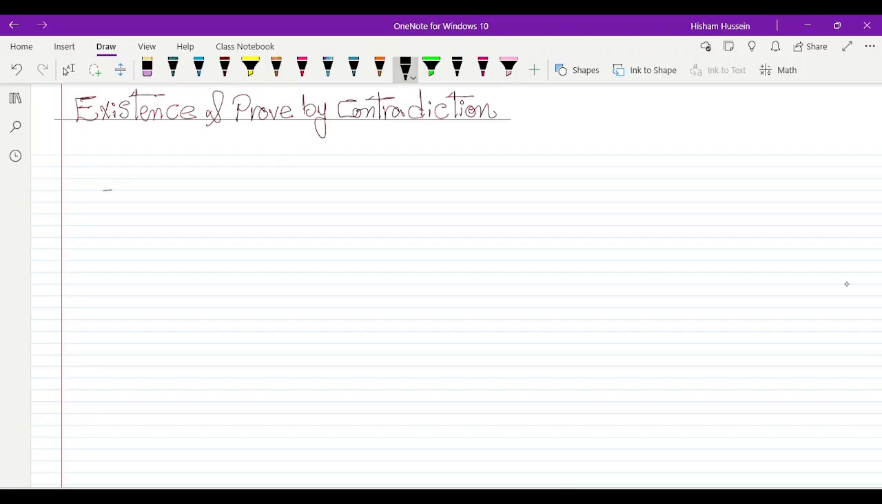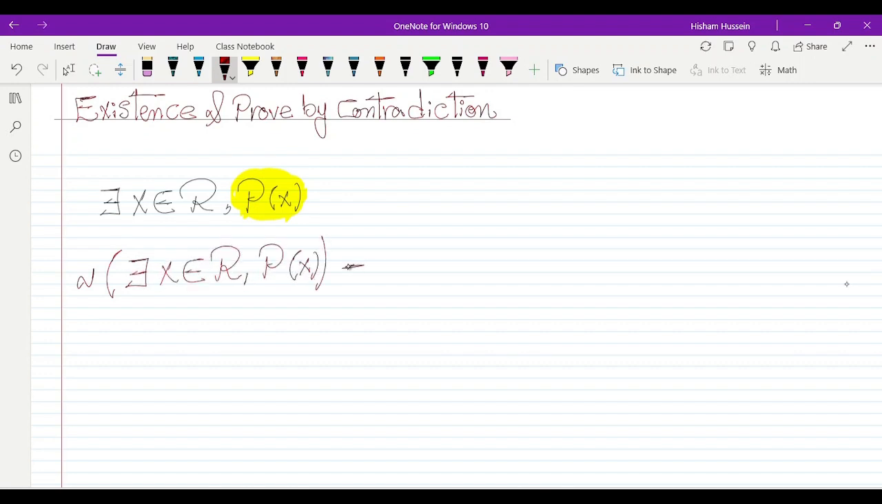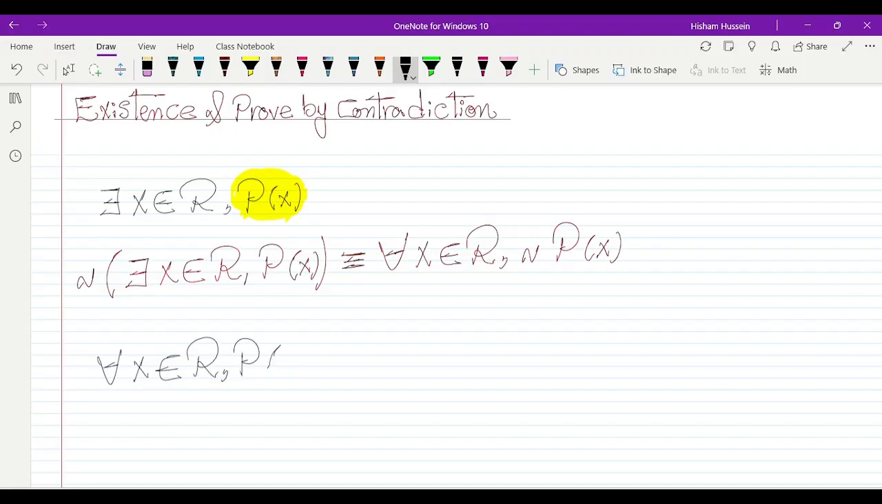If I have a statement like this one, there exists X belongs to some set, let's call it R, P of X. Here, this P of X is depending on this X. And now we need to negate this statement. So the negation of there exists X belongs to R on condition P of X is equivalent to, for every X belongs to R, on condition the negation of P of X itself.